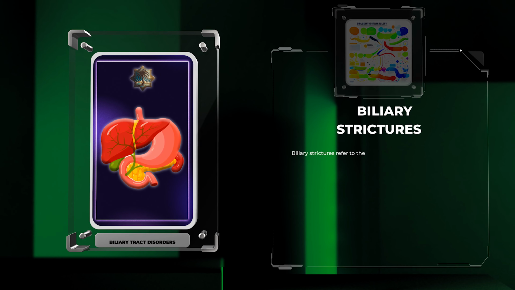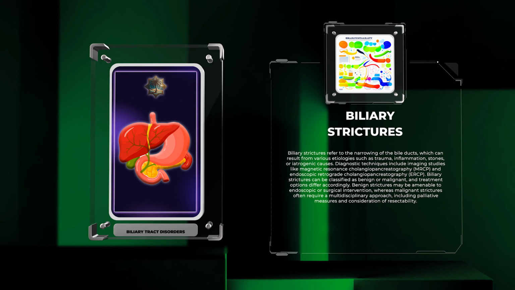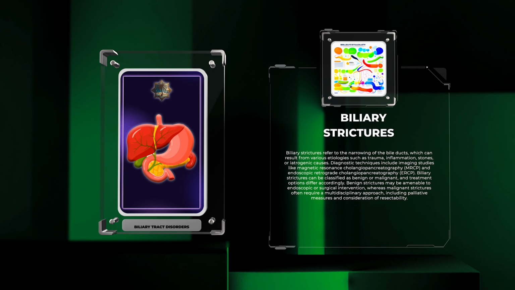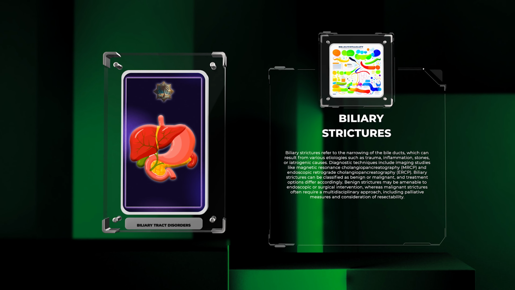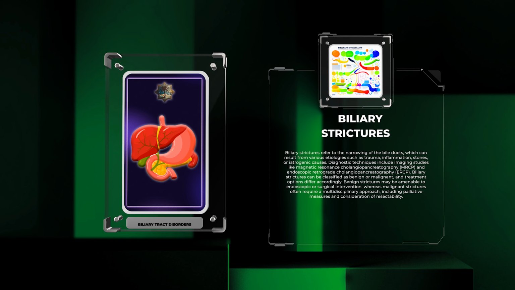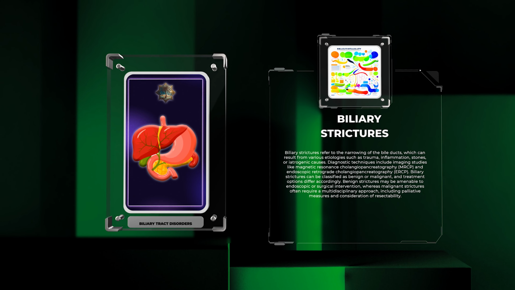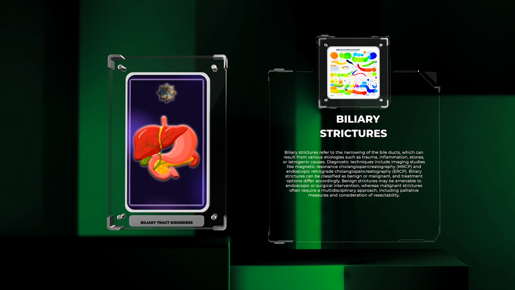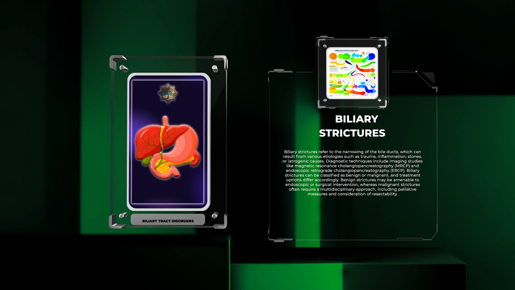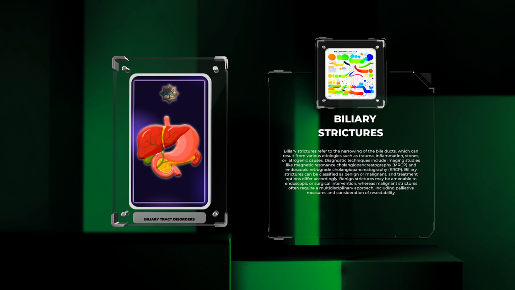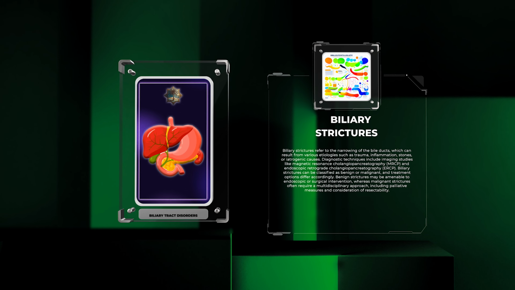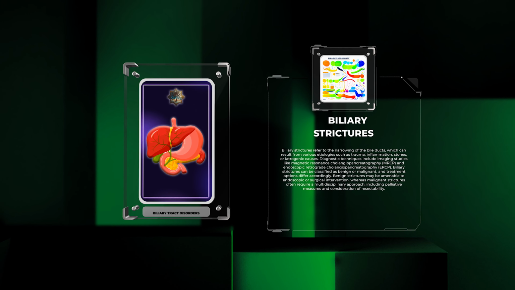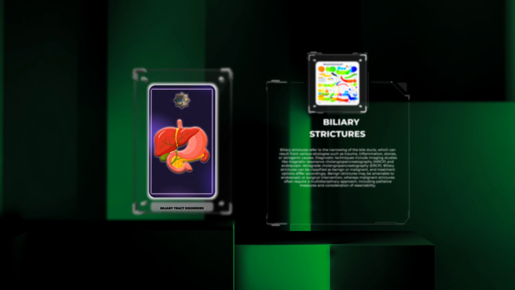Biliary strictures refer to the narrowing of the bile ducts, which can result from various etiologies such as trauma, inflammation, stones, or iatrogenic causes. Diagnostic techniques include imaging studies like magnetic resonance cholangiopancreatography, MRCP, and endoscopic retrograde cholangiopancreatography, ERCP. Biliary strictures can be classified as benign or malignant, and treatment options differ accordingly. Benign strictures may be amenable to endoscopic or surgical intervention, whereas malignant strictures often require a multidisciplinary approach, including palliative measures and consideration of resectability.